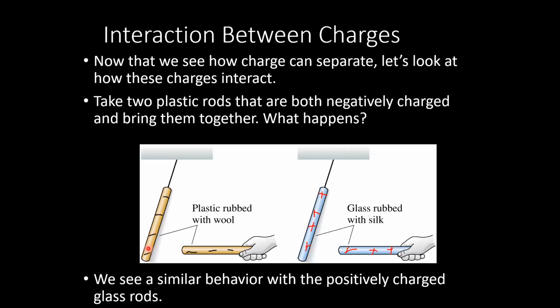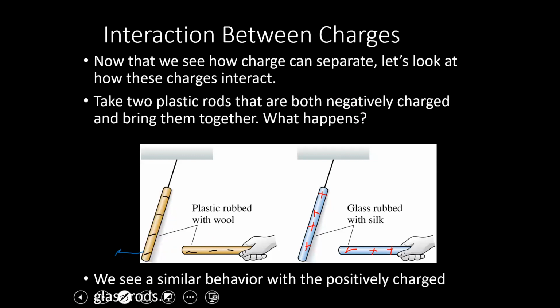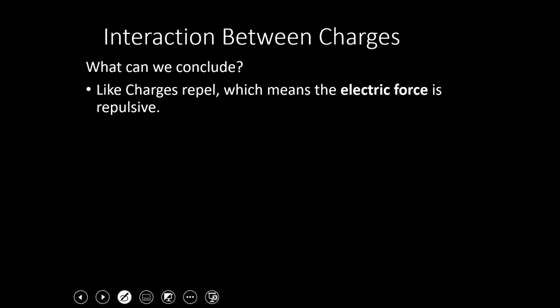And because of Newton's third law, there's a force acting on this rod. So I could draw my forces in here. There are these two forces. One force is going like this, and another force is acting like this. So equal and opposite, right? That's Newton's third law. There are these forces acting on these rods, and we call that force an electric force.